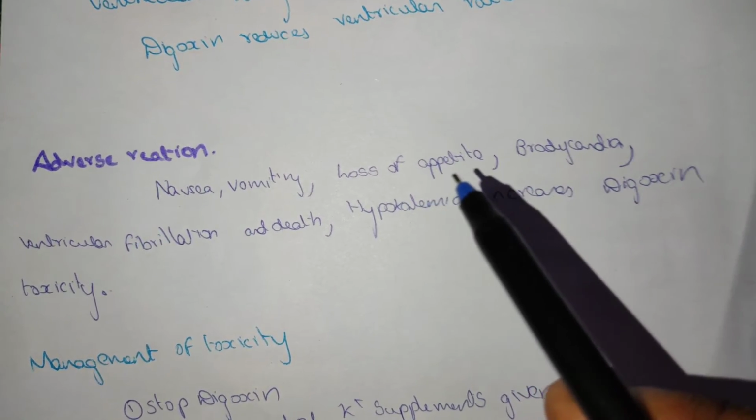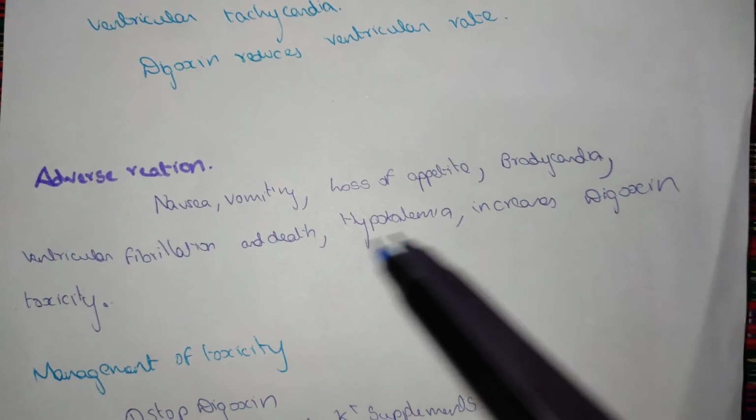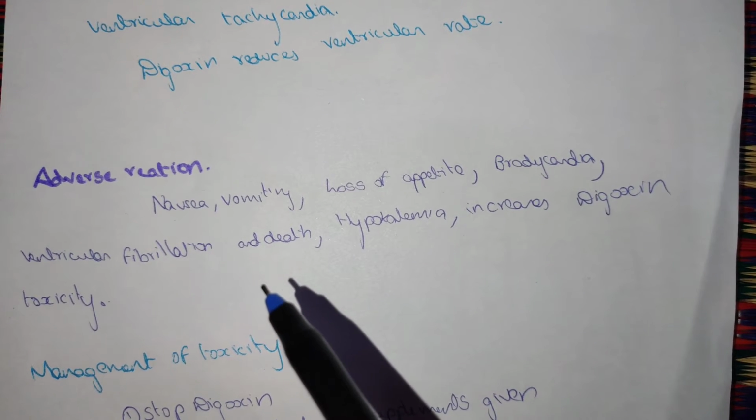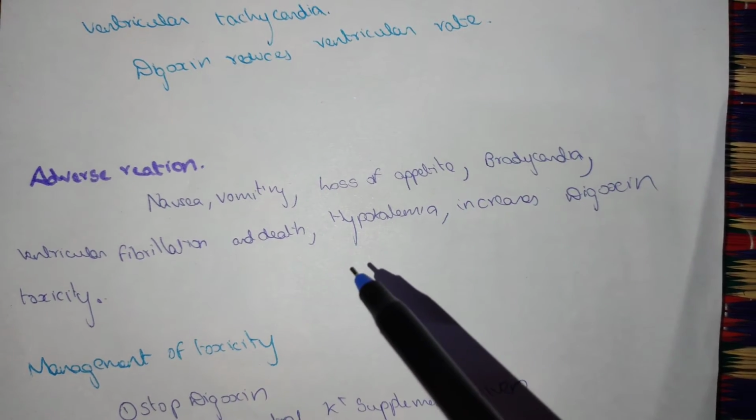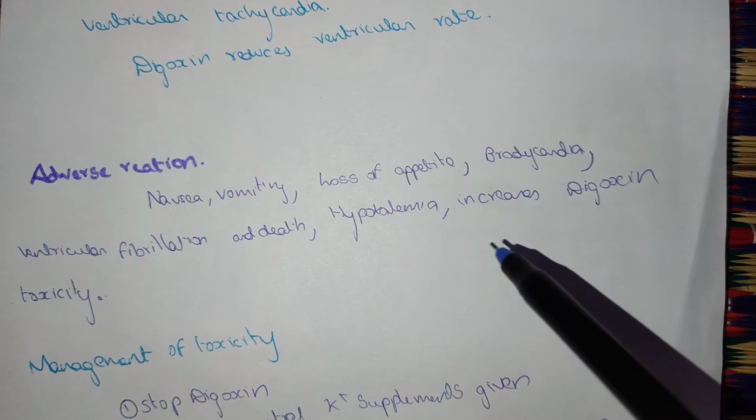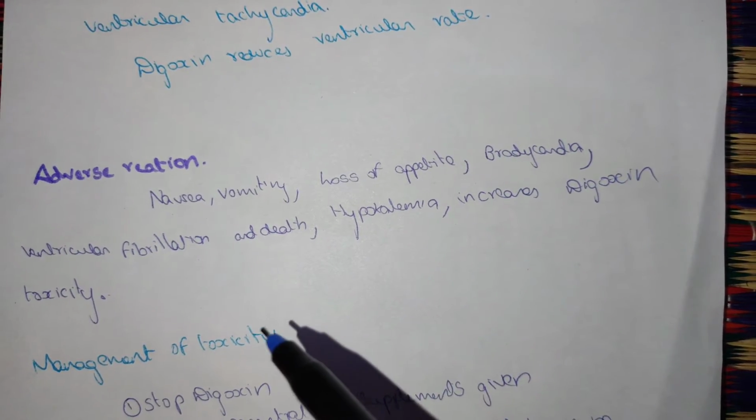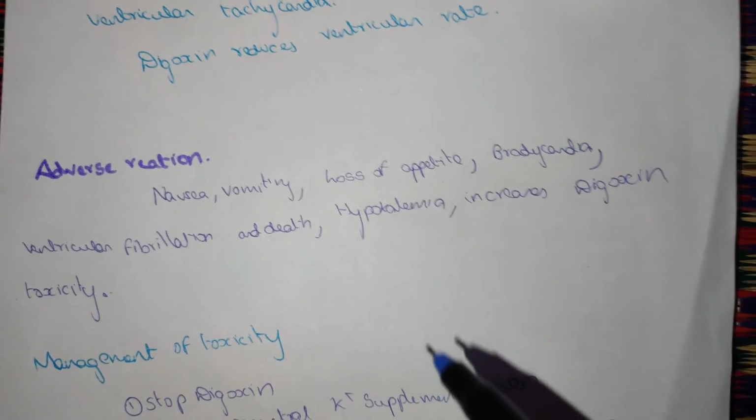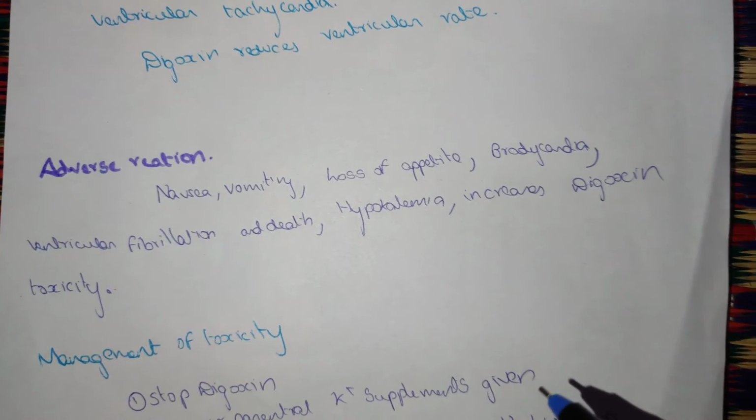Adverse reactions: nausea, vomiting, loss of appetite, bradycardia, ventricular fibrillation and death. Hypokalemia is seen, which increases the digoxin toxicity. These are the adverse effects of digoxin.